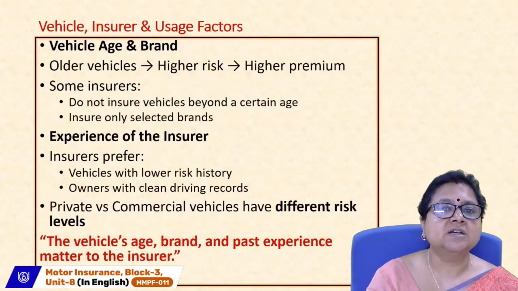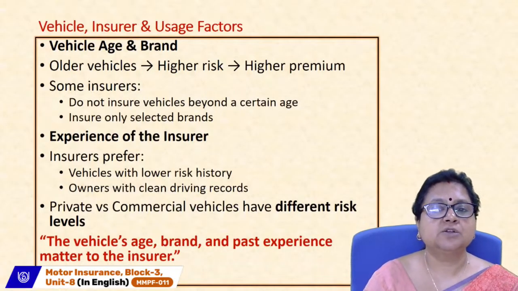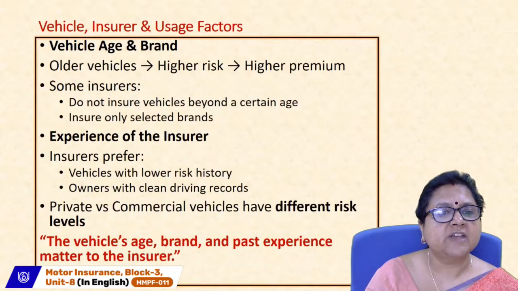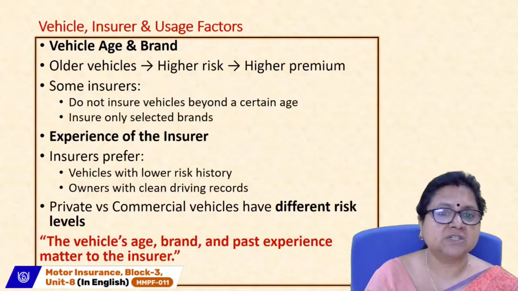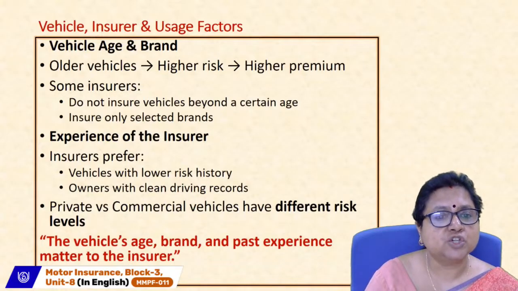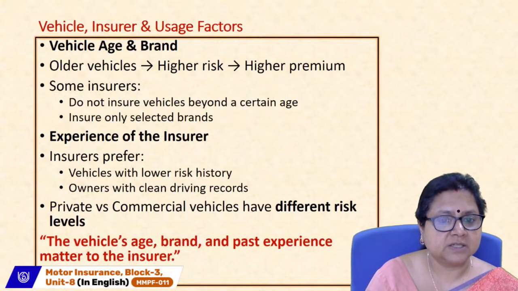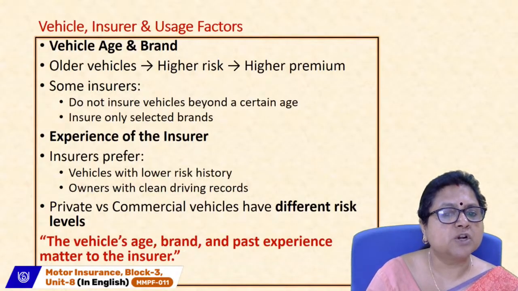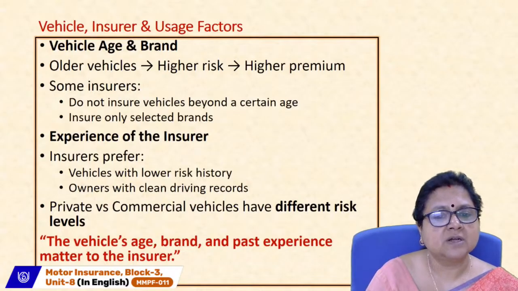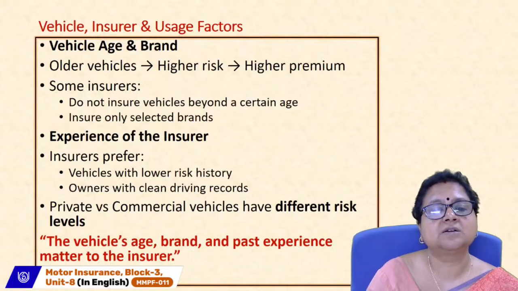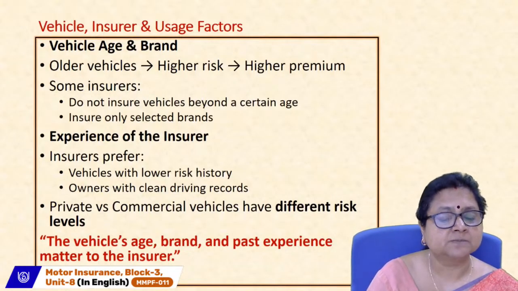The vehicle, the insurance, and the usage factors. The vehicle's age and brand also matter while fixing a premium. When vehicles are older, the risk of damage is higher, and in that case the premium is also higher. Some insurers do not insure vehicles beyond a certain age. They only insure selected brands of vehicles. As far as the insurer's experience is concerned, insurers prefer vehicles with a low risk history and owners with clean driving records. So they have to see the accident records of the owner or the person who is driving the vehicle.